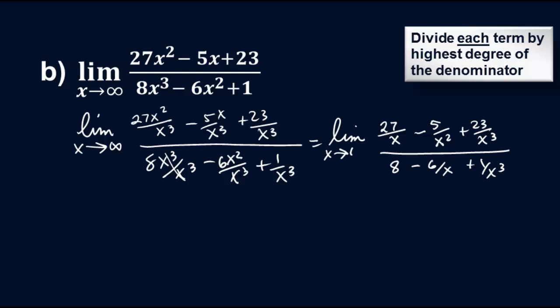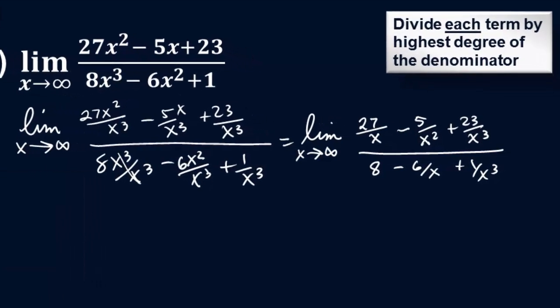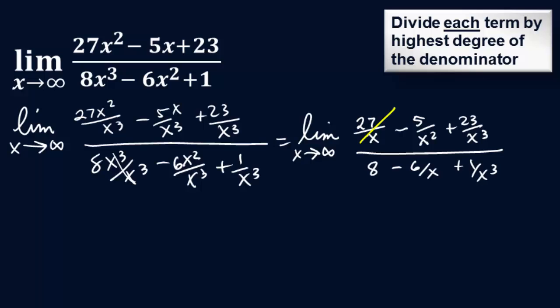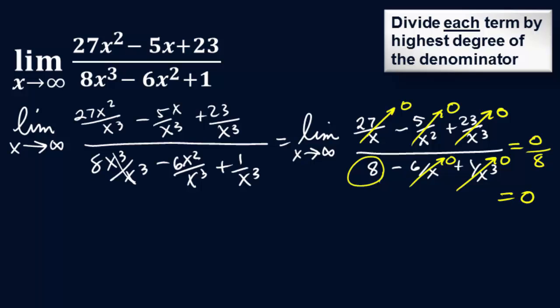And then we just examine each term and see what happens when x goes to infinity. Remember that this is a reciprocal, so that goes to 0, 0. Okay, here that just stays the same, and that goes to 0. That goes to 0. So what we have is 0 over 8, and that's really equal to 0.